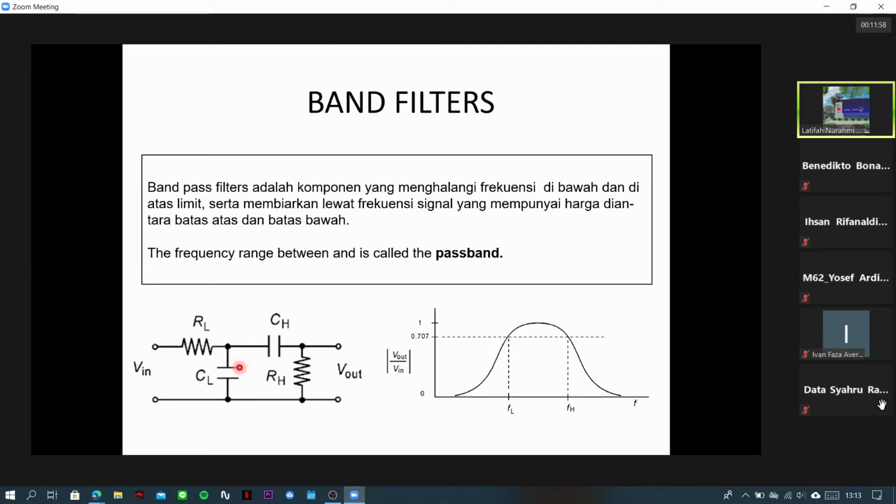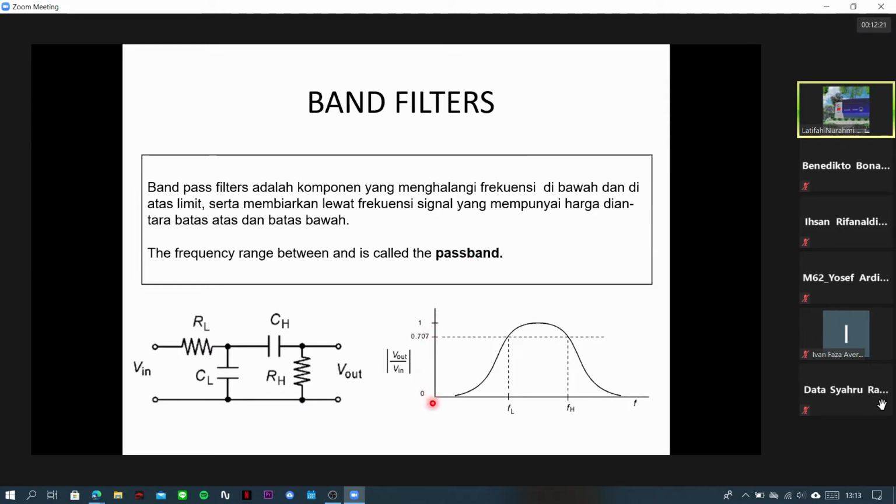So what are band filters? They aim to remove the high and the low frequency, and we take only the middle frequency signals. The frequency range in between, we call a pass band.